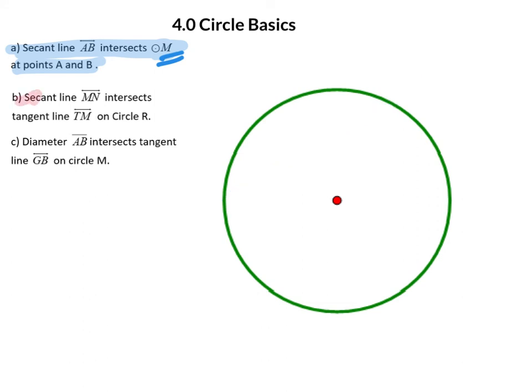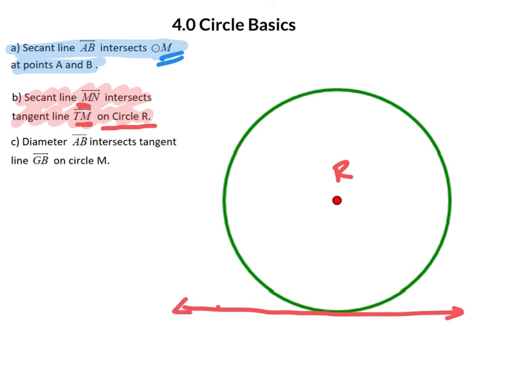In the next one, we are going to draw a secant line MN and a tangent line TM on circle R. So we know that this is circle R. One thing I do notice is there's an M in both of those, and also that it intersects on circle R. So that means I have a tangent line, and that tangent line is called TM. Now I'm going to put T here and M here. M's the important one because I did notice that M was used in both of those, so that's an intersection point, and it's on circle R.